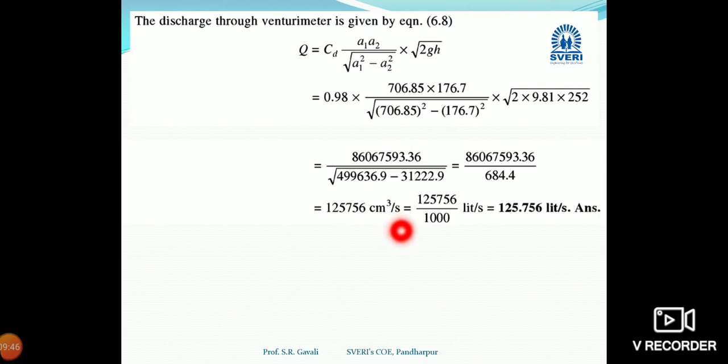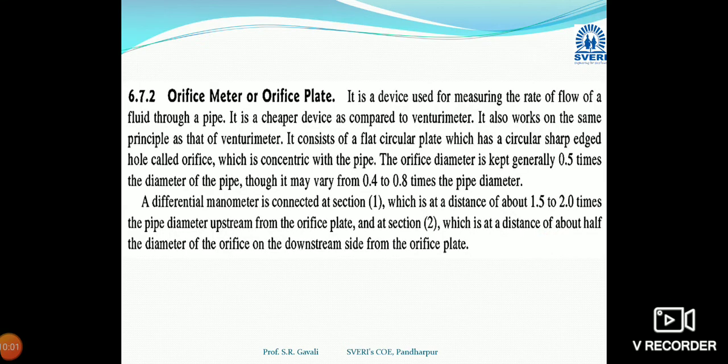But always discharge we have to express in terms of liter per second, and therefore it should be divided by 1000, and it will become 125.756 liter per second. So this is the numerical for us, how to solve the numerical on Venturi meter.